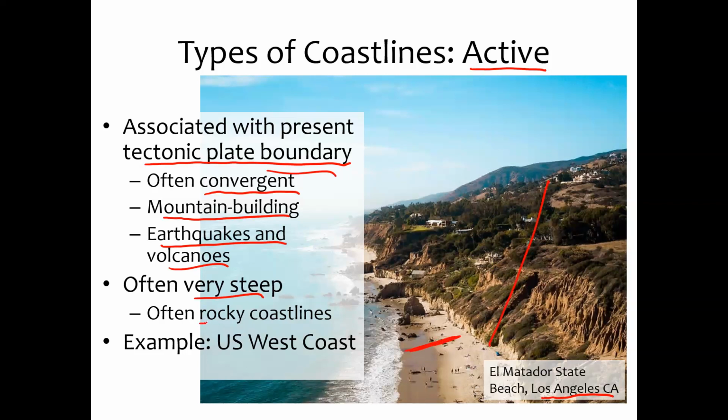Active coastlines are often rocky. And so this would be a rocky coastline because it's got these rocky cliffs here. In general, the US West Coast is a really good example of that. You'll find beaches, but they're a little tougher to get down to. We need to do some engineering in order to get roads or parking lots down there for you to go and enjoy them.